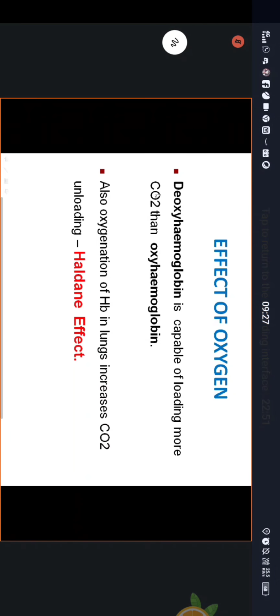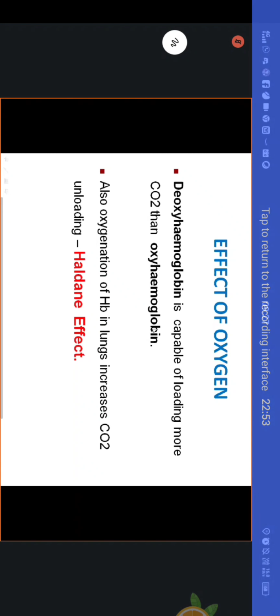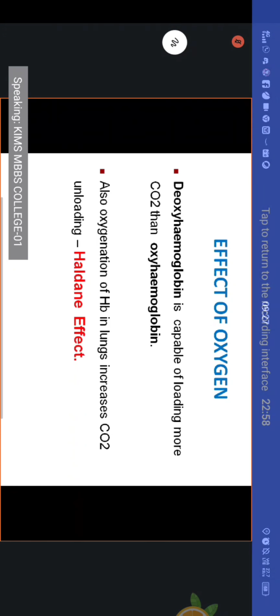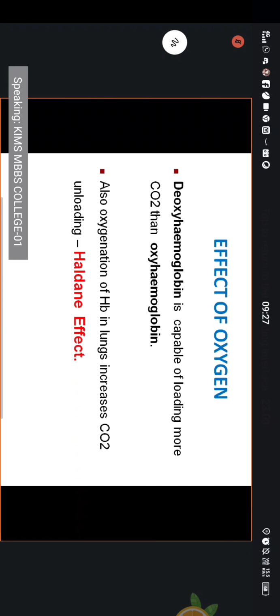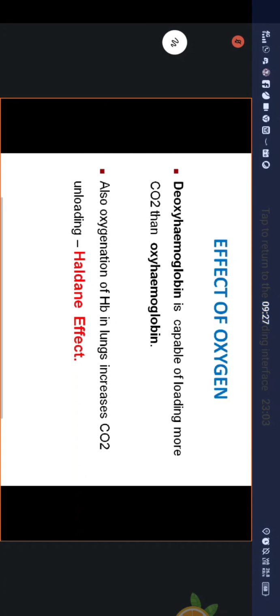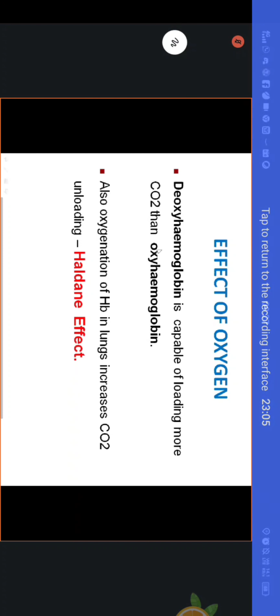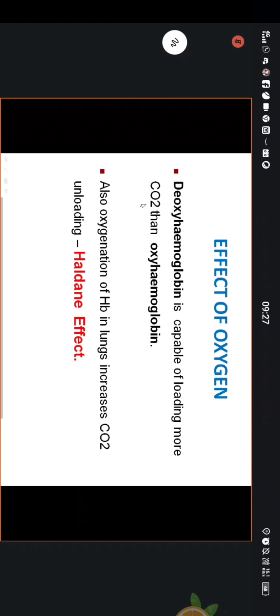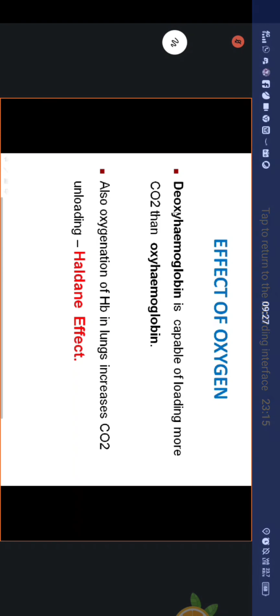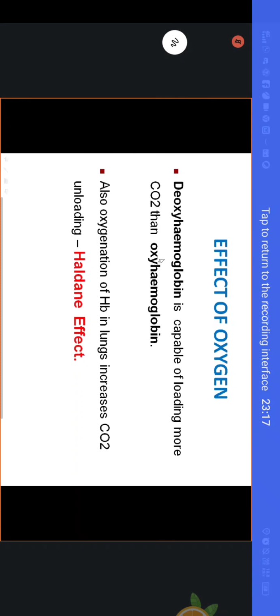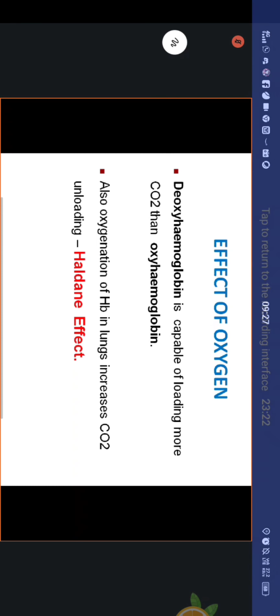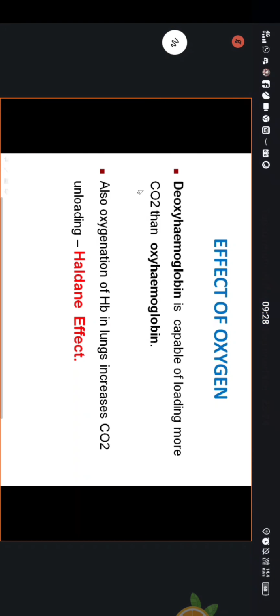What will happen? Deoxyhemoglobin is capable of loading more carbon dioxide than oxyhemoglobin because compared to carbon dioxide, oxygen will have higher affinity for hemoglobin. So if more oxygen is available, more oxyhemoglobin will be formed, and very little CO2 is taken up by the hemoglobin. That means in deoxyhemoglobin, because of decreased oxygen availability, more carbon dioxide can combine with hemoglobin.